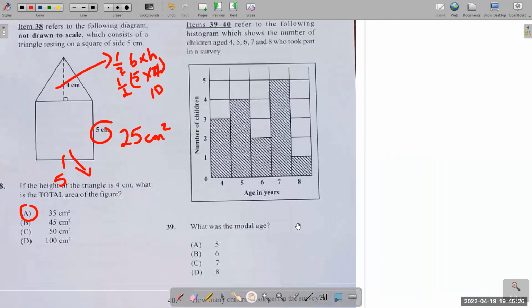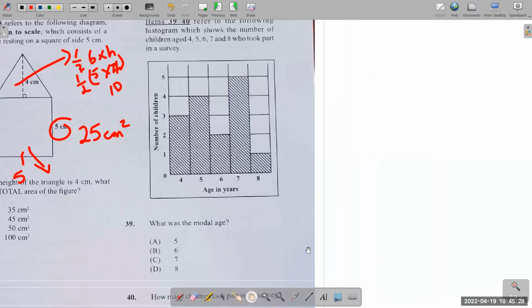All right, next one. Easy. What is the modal age? Everybody needs to answer these questions quickly. We're moving a little faster. What is the answer for 39? What's the modal age? A, B, C, or D?